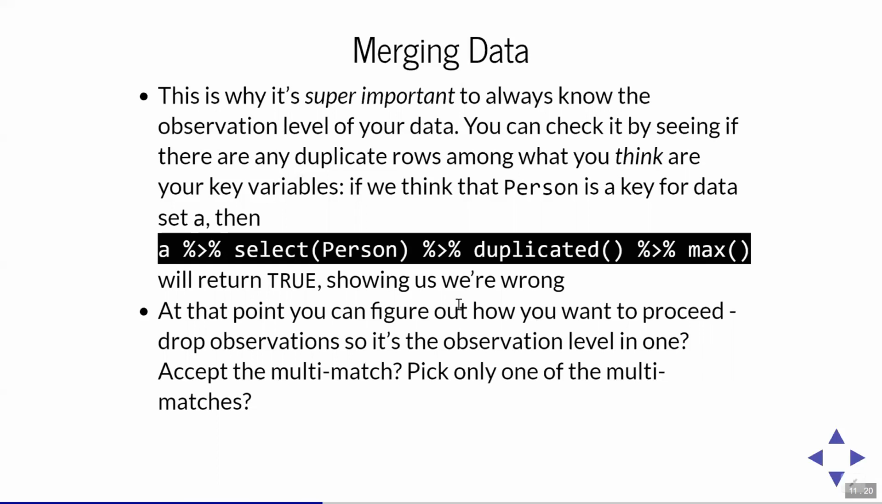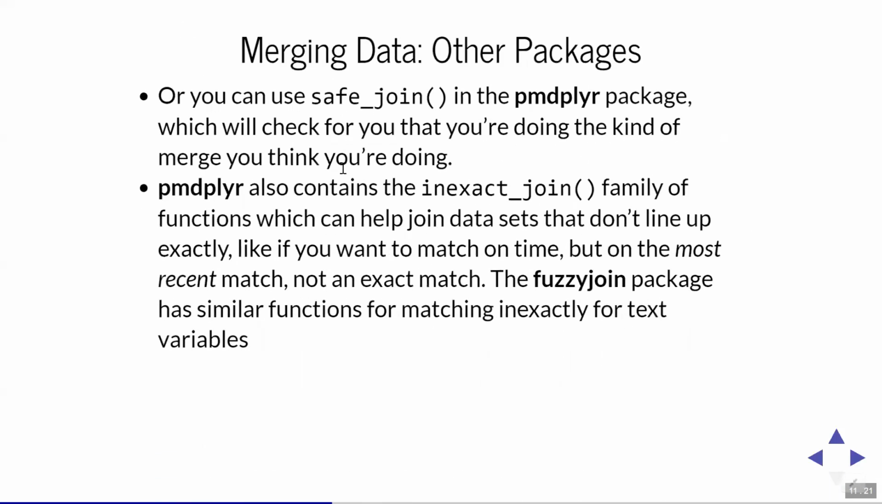Maybe you can put in a new key variable to identify it further. Maybe you can drop some of the duplicates. Maybe some of them are wrong or errors. Or maybe you do want those crosses. You can also use the function safe join in the pmdplyr package. Safe join basically just runs the join functions, but it forces you to tell it what you think your key variables are and what you think is going to happen.